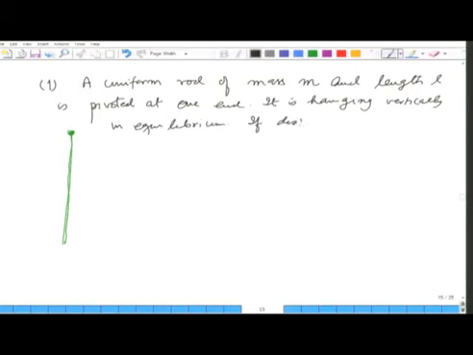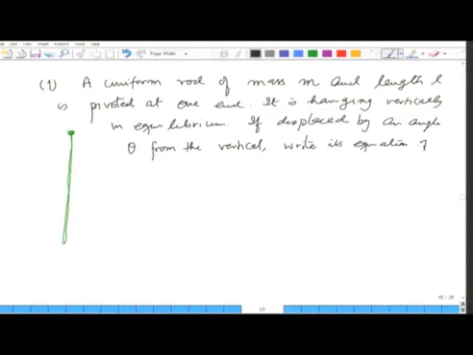If displaced by an angle theta from the vertical, write its equation of motion when it is released. So, what we are doing is we are displacing it by an angle theta and releasing it, and I want to write the equation of motion, number 1.